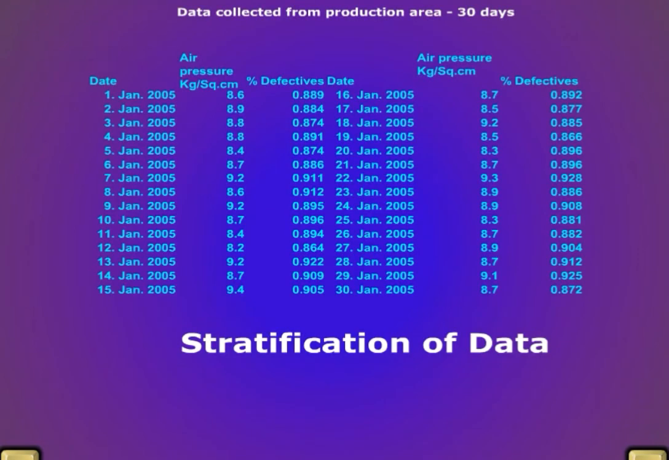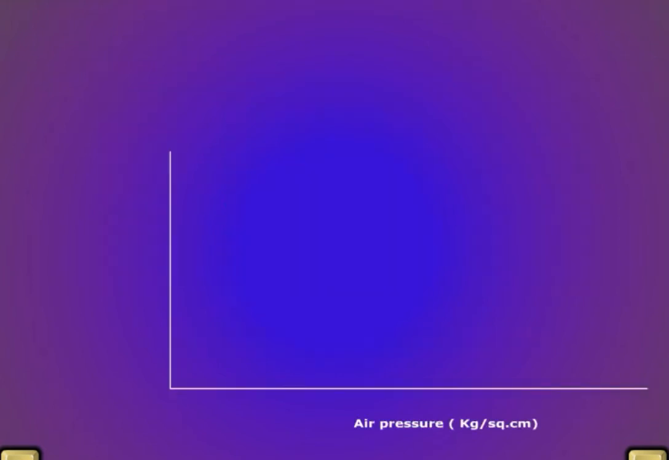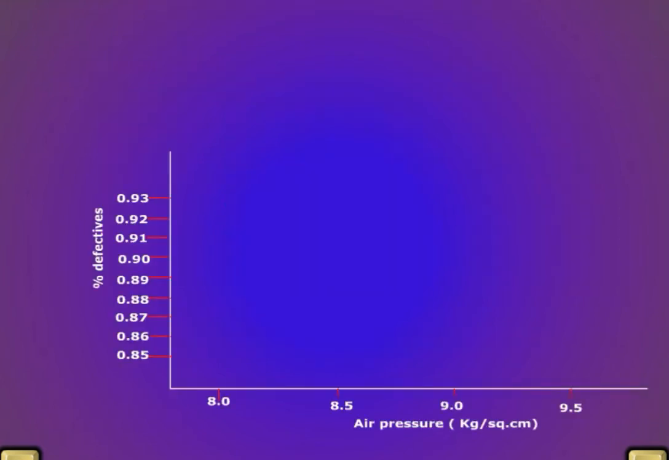Scatter diagram is a pictorial representation of relationship between two variables. It is usually between a cause and an effect. A table showing air pressure and percentage defective in a workshop does not convey any meaning. However, when we plot the cause on the x-axis and the effect on the y-axis, we can see the strength or correlation between the two variables.